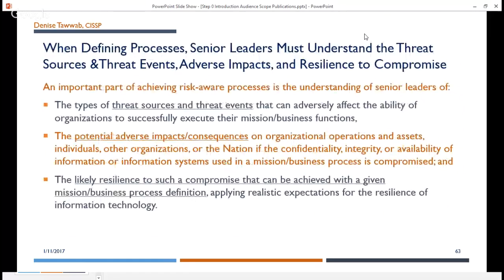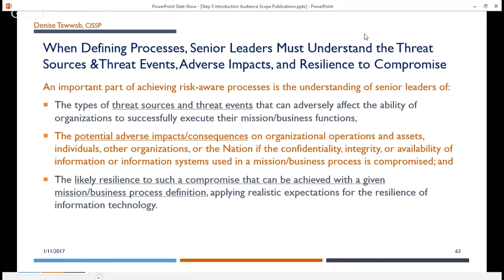When defining business processes, senior leaders have to understand the threat source and threat events, adverse impacts, and resilience to compromise. So an important part of achieving risk-aware processes is senior leaders understanding the types of threat sources and threat events that can harm the organization or harm the ability of the organization to successfully carry out its business functions. Senior leaders have to understand the potential adverse impacts or consequences on the organization if confidentiality, integrity, or availability of information or the information systems used in a business process are compromised.